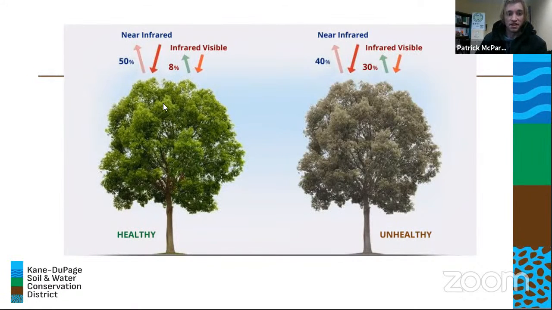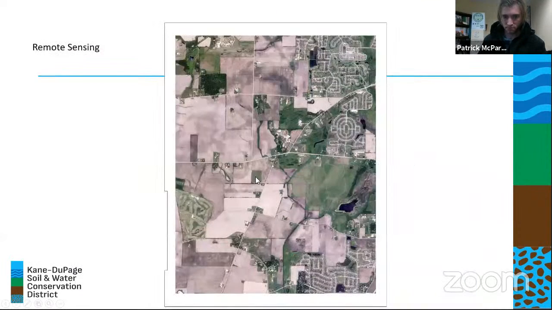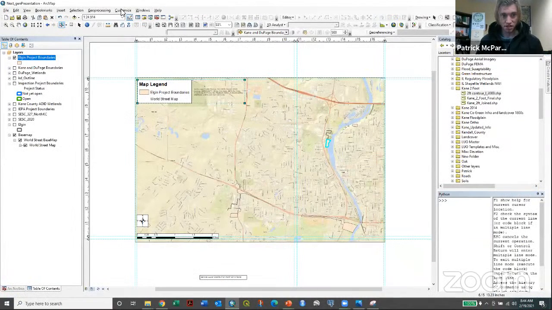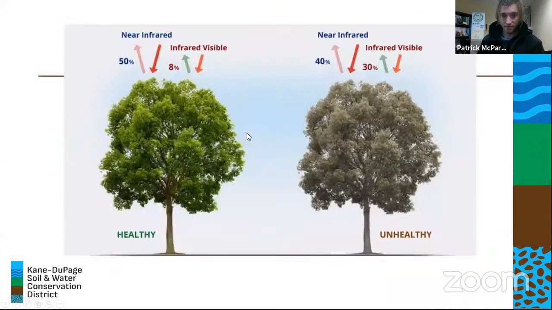So you can see here, the healthy tree is contributing more or spitting out more infrared, and it's absorbing more of the visible spectrum, and the unhealthy is doing the opposite. So you can find some patterns off of that. So thinking back on that image that I had up for the raster display, this one right here, if you do some remote sensing work and some geoprocessing tools that are available in ArcGIS, you could find some really cool insight.